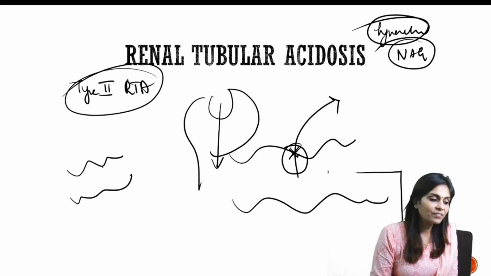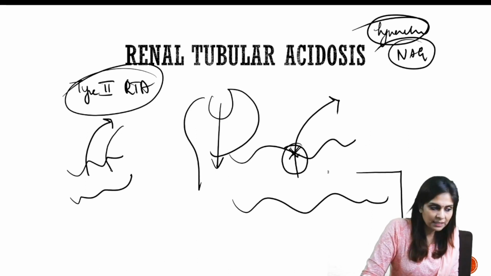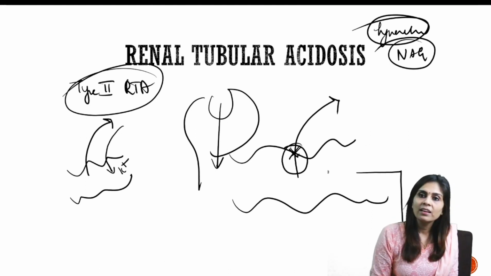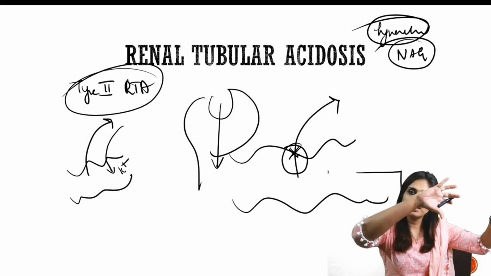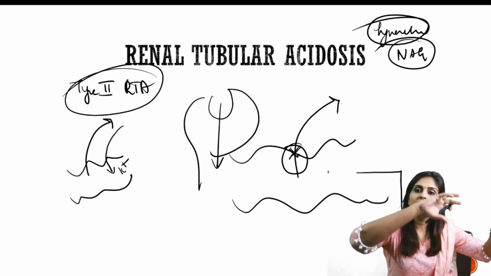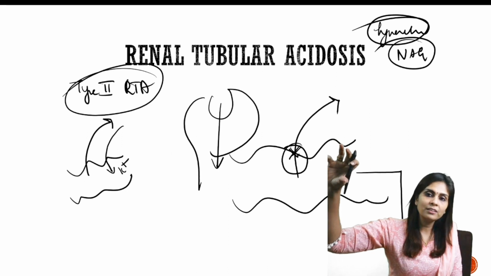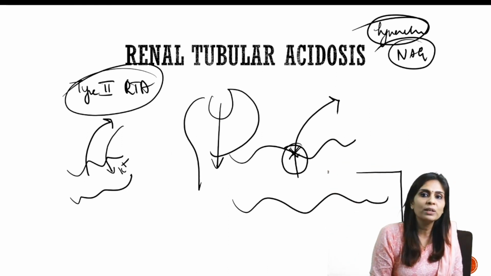And in the distal convoluted tubule, we reabsorb sodium and reciprocally we secrete K plus. Okay, so when sodium is not getting reabsorbed in the proximal convoluted tubule, sodium is getting reabsorbed in the ascending limb along with chloride. That is why there is hyperchloremia. Sodium is getting absorbed in the distal convoluted tubule and reciprocally potassium is getting secreted. That is why there is hypokalemia.